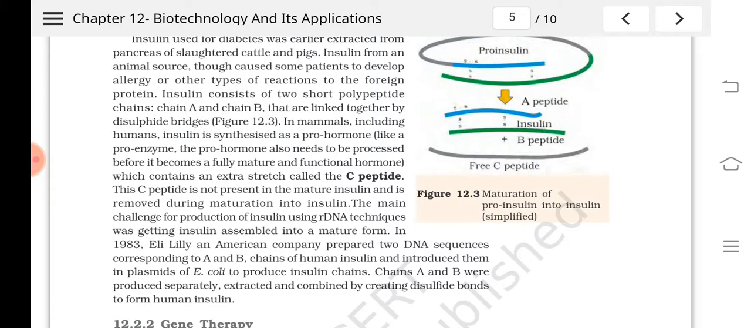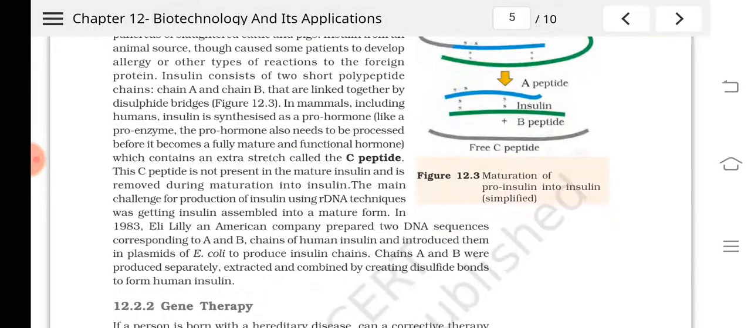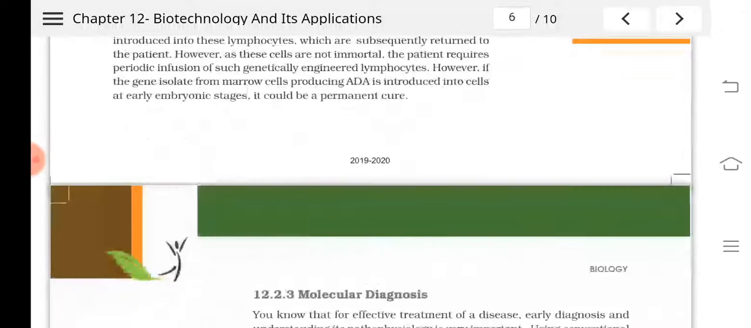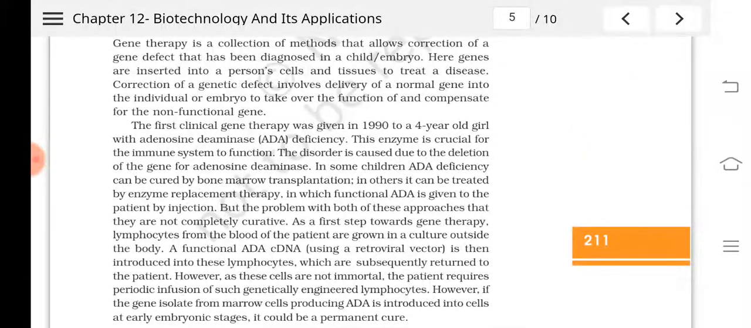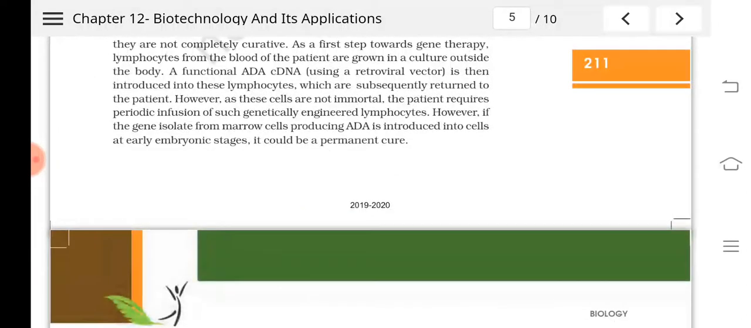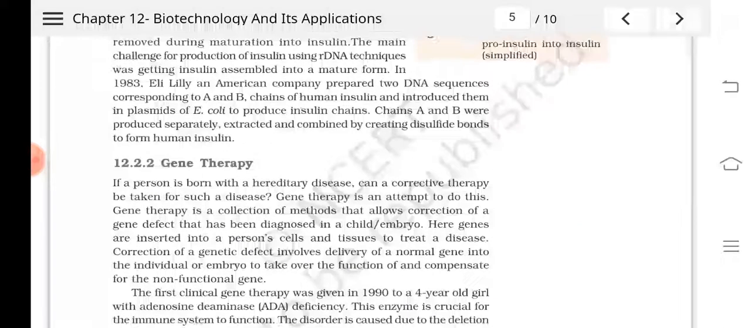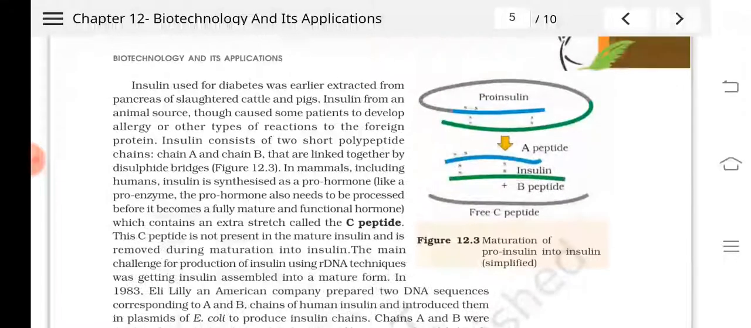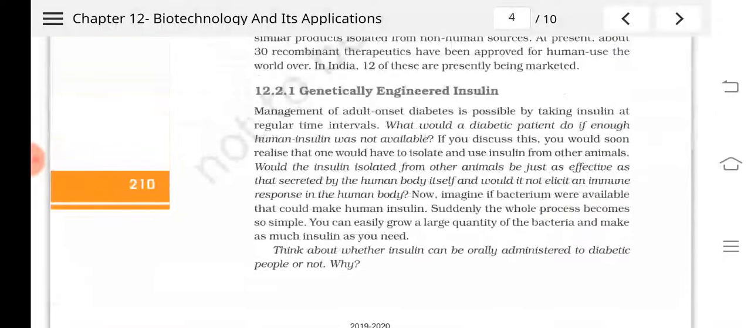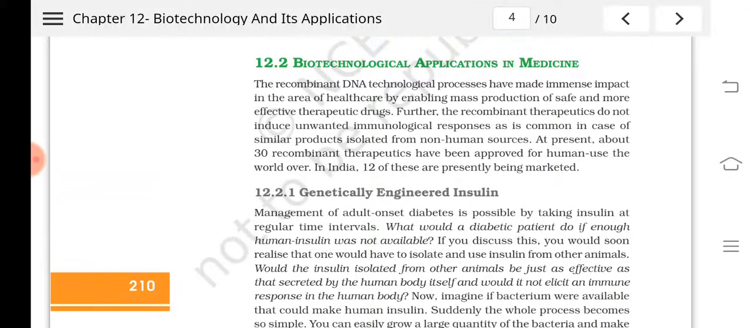So we have studied the production of insulin. Understood? Then we have studied gene therapy, taking the special case of ADA deficiency, that is adenosine deaminase deficiency disease, and also the example of the ELISA test. So in diagnosis, in treatment, in detection, in all these fields, biotechnology is useful in medicine. Understood? So I hope you understood this topic well. We'll continue in the next class.